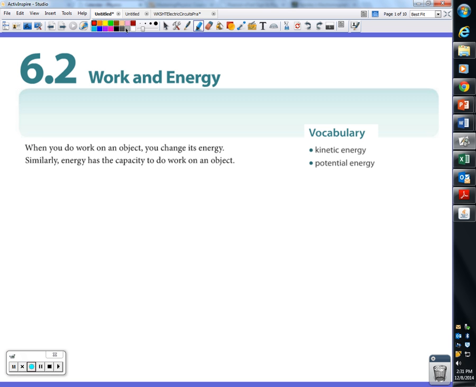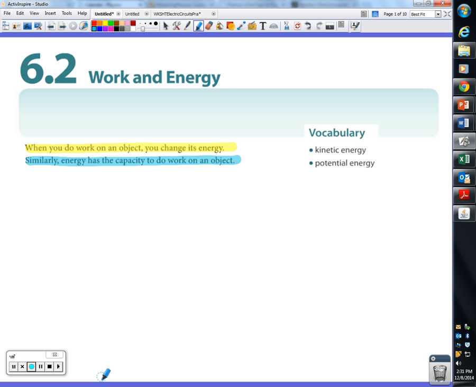So, first, when you do work on something, you change its energy. And that's going to be very important a little bit later on. But then, similarly, energy has the capacity to do work on an object.